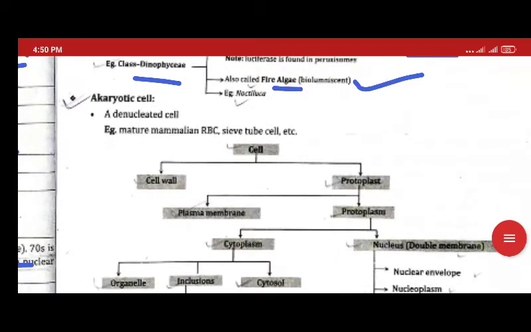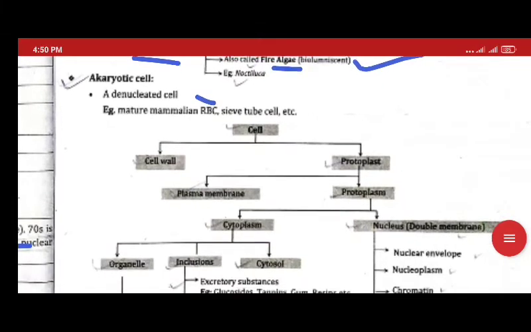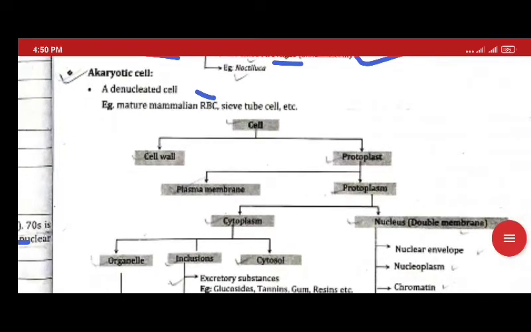Now an enucleated cell means no nucleus. So karyon is basically nucleus. Now an example is RBC. We have studied it in tissue. Sieve tube cell we will study in anatomy of plants.